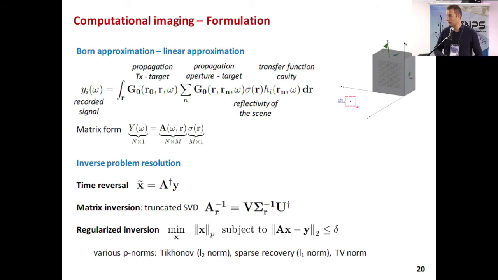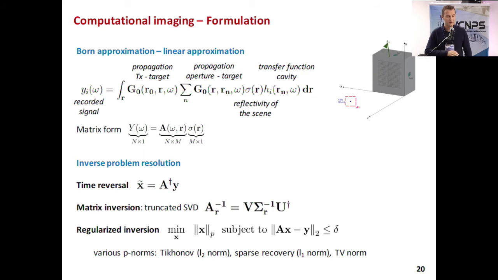So then we can use many approaches, time reversal. This is the Hermitian matrix, the conjugate transpose. We can just invert this matrix if it's well posed or not. There are various approaches to do the inversion, for instance, truncated SVD. Or we can use more elaborate approaches, regularized inversion methods, if we have some prior on the scene.